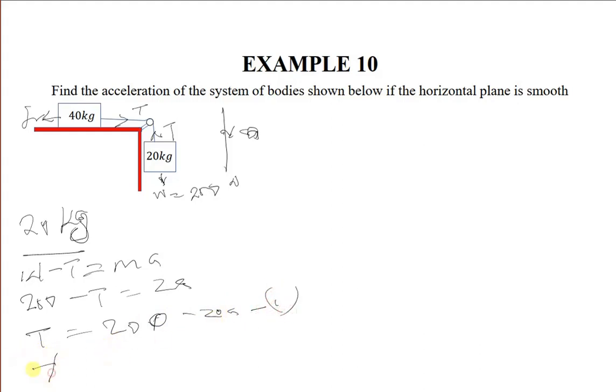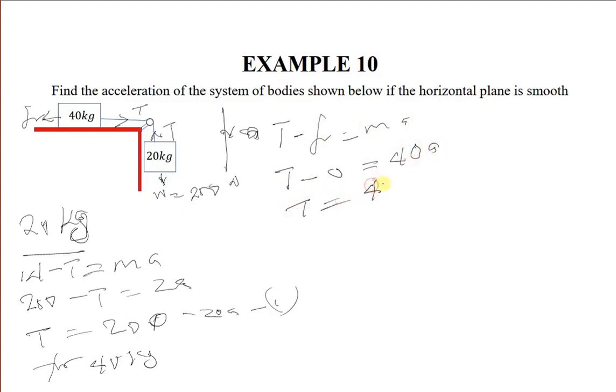Now for the 40 kg body, we are going to have tension minus frictional force equals MA. Frictional force is 0 because the plane is smooth. It equals 40A. So T is 40A. Now this is equation what? 2. Equation 1 is equal to what? Equation 2.